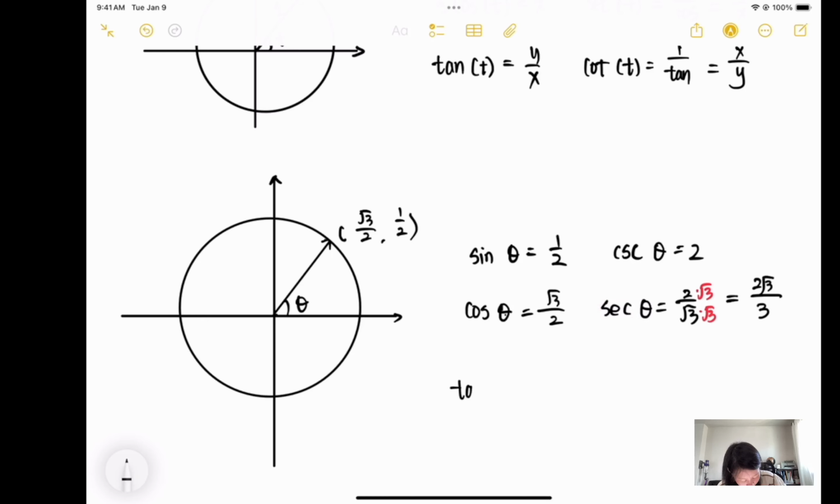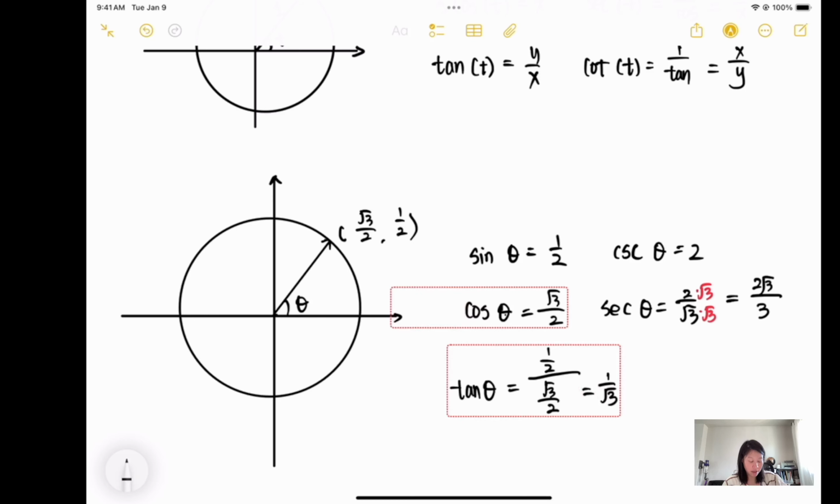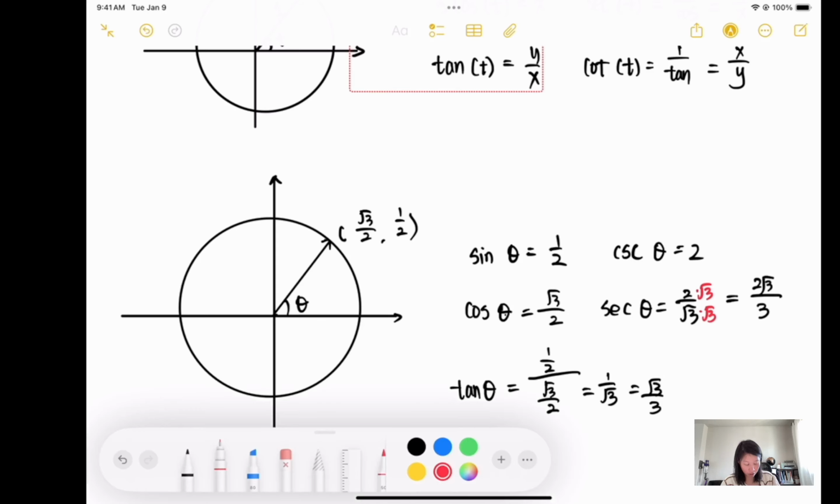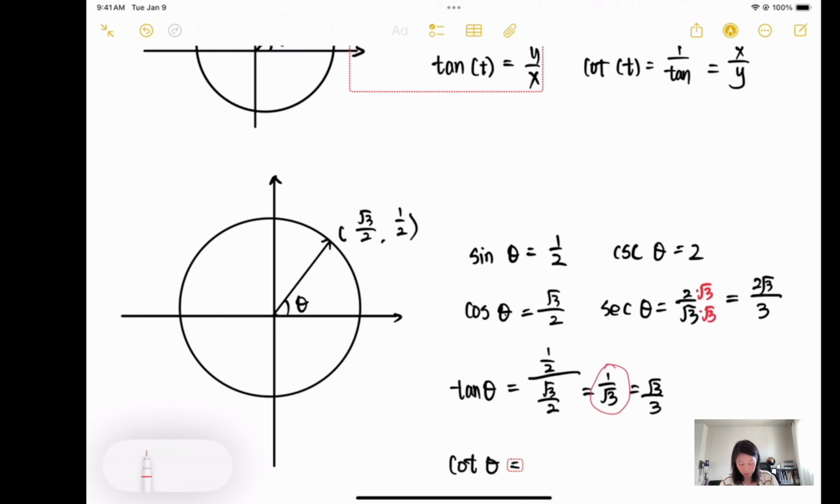Okay, tangent theta is equal to y over x, which is 1/2 over square root of 3 over 2, which is 1 over square root of 3. Rationalized, it is equal to square root of 3 over 3. Then we have our cotangent. Cotangent theta is equal to the reciprocal of tangent theta, so when you flip it, you will get square root of 3. So that's all the trig functions.